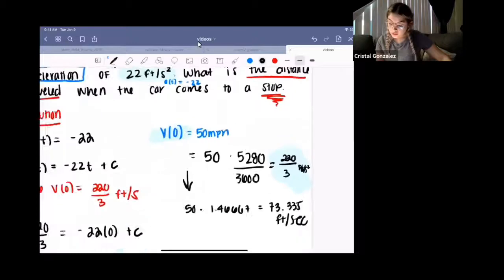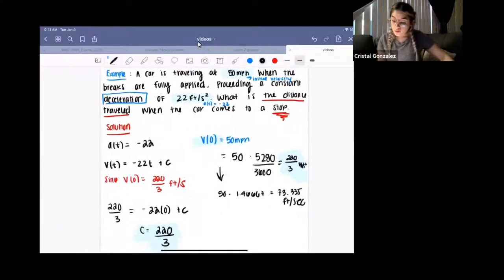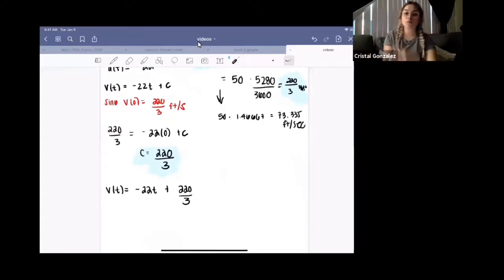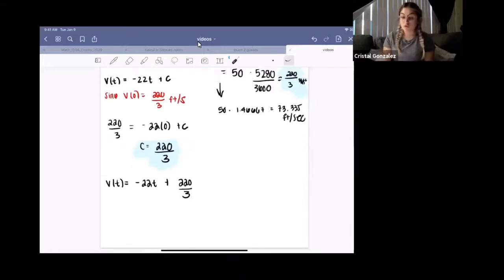How are we going to know when the car comes to a stop? We want to know the distance traveled when the car comes to a stop, but we need to know at what time that car comes to a stop. And so the car will come to a stop when the velocity is no longer changing. And so that happens when v of t is equal to 0. So to find when the car comes to a stop, that's going to be v of t equal to 0. So let's write that down.